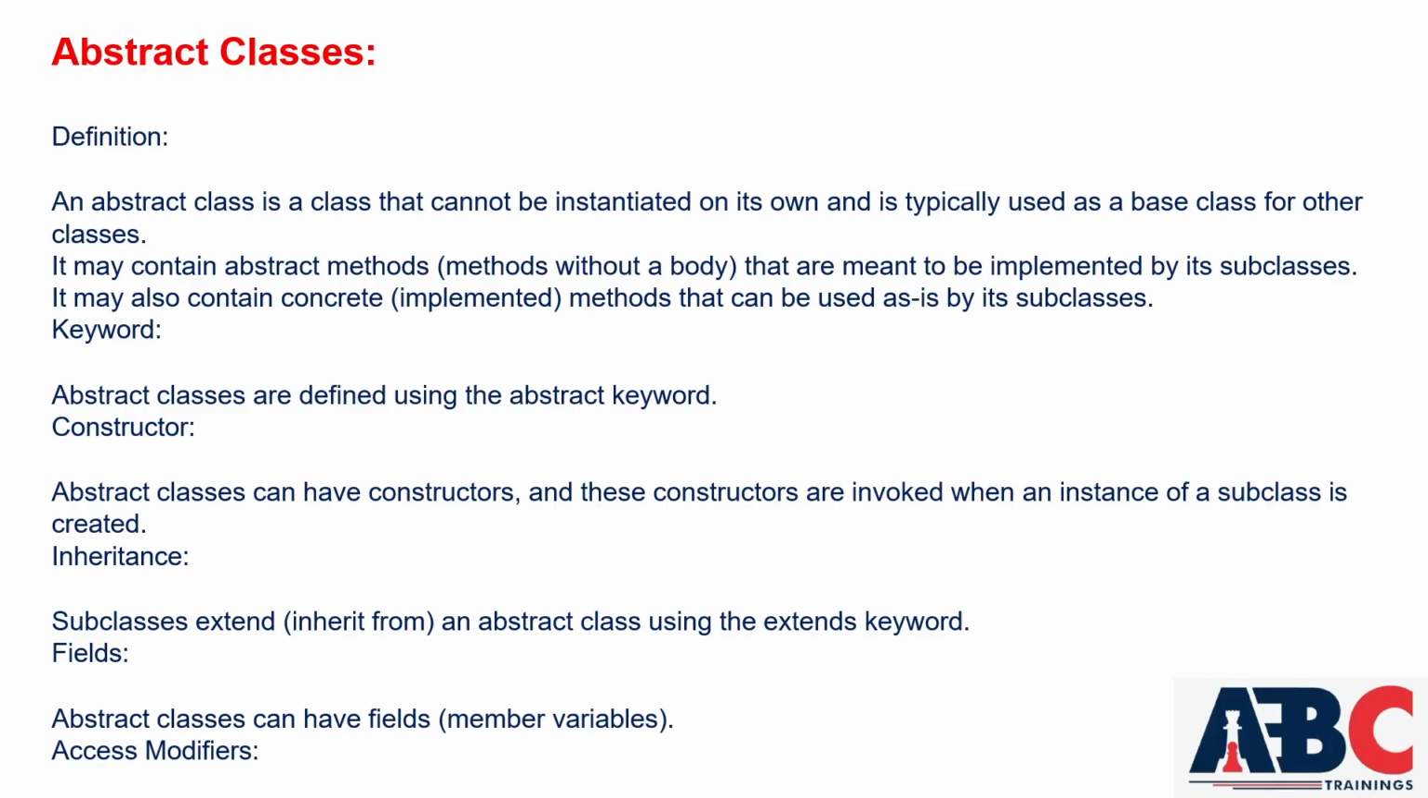Next is the abstract class. An abstract class is a class that cannot be instantiated on its own, typically used as a base class for other classes. It may contain abstract methods. We use the abstract keyword for methods that are meant to be implemented by its subclasses. It may also contain implementation code that can be used as is by subclasses. Abstract classes are defined using the abstract keyword.